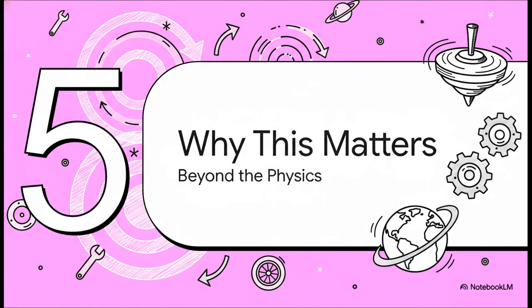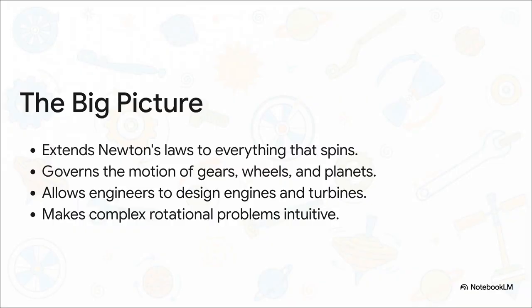But you might be wondering, why does this matter outside of a physics class? Well, it matters a lot. Because this idea extends one of the universe's most fundamental rules to a whole new world of motion. This is the principle that governs pretty much anything that rotates. We're talking about the tiny gears in a watch, the giant wheels on a train, even the orbits of planets. This is what engineers use to design powerful engines and massive wind turbines. And honestly, once you get the hang of the simple analogy between the linear and the rotational, problems that seemed super complicated suddenly start to just make sense.